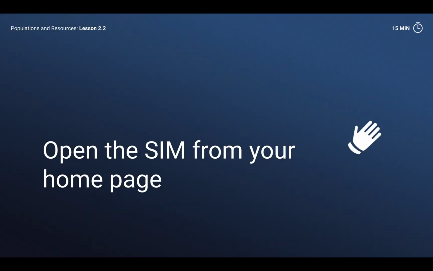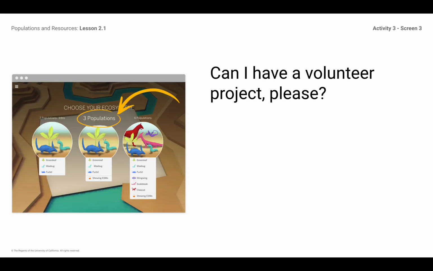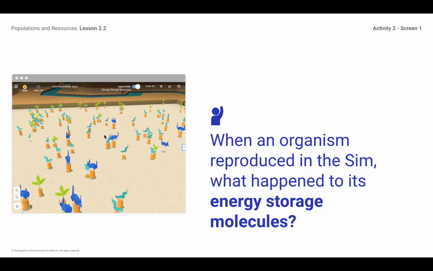Okay, so I had the kids open the sim from their home page, and I would love for you guys to do this. When you open up the sim, open up this populations, just the 3 populations one here, the middle one. And what you're going to see is make sure that you've got the show ESMs toggle switch on. And you're going to see that they have this, it's like a battery kind of, but this orange cylinder that's underneath each one of the organisms. And I had the kids just pick one organism and follow it around to see what happened.